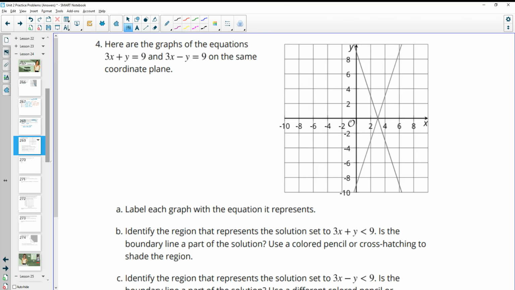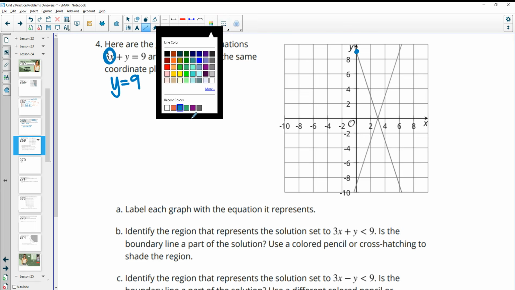Number 4, here's the graph of these two equations on the same coordinate plane. Let's label each graph with the equation that it represents. These, to me, are in standard form, so I'm just going to solve for the x and the y-intercept. Since the x's are the same, I'm going to look at the y. Let's plug 0 in for x for this one, and we get y equals positive 9. That means this one's crossing at positive 9, so this equation here is that graph.